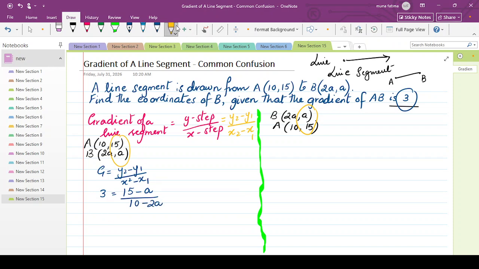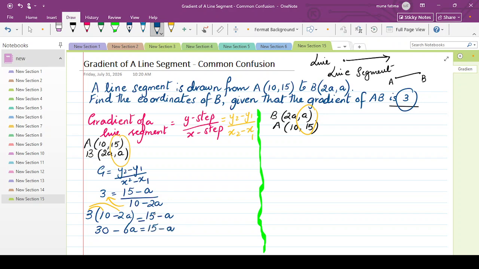We need to cross multiply to get rid of the denominator. We have 3 multiplied by 10 minus 2a, and we have 15 minus a left over here. Just remember to multiply both of these terms one by one. We end up with 30 minus 6a is equal to 15 minus a.